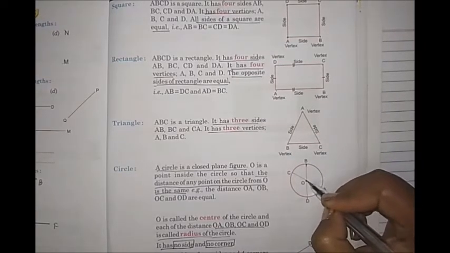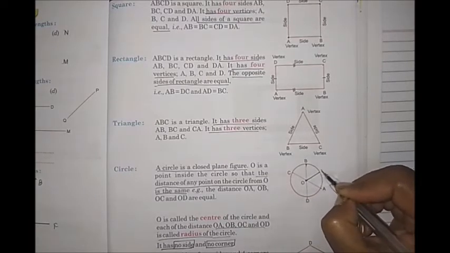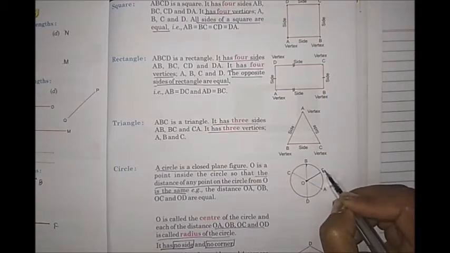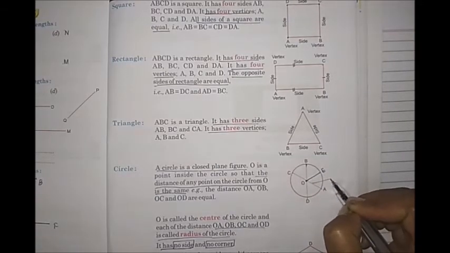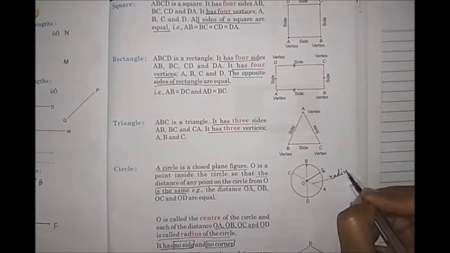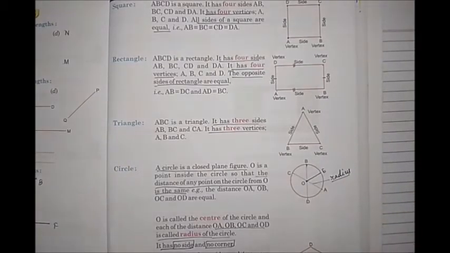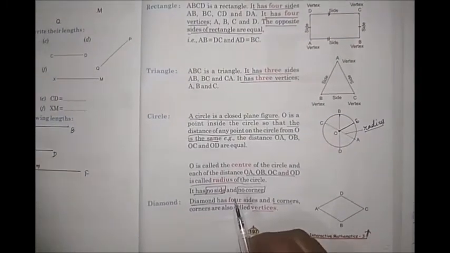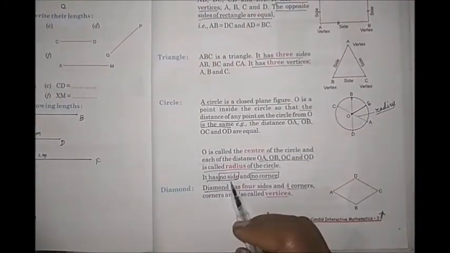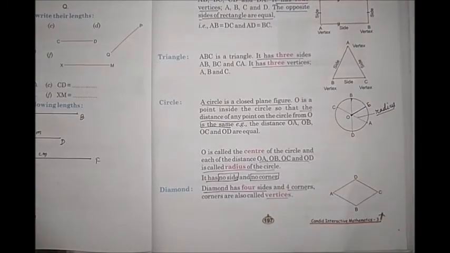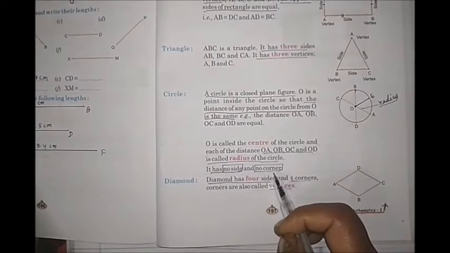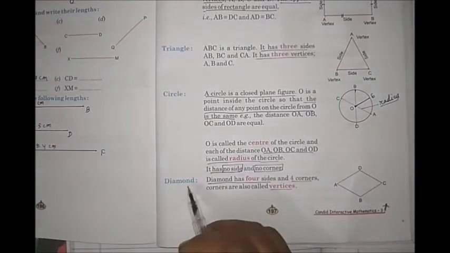Wherever you draw, suppose I draw a line here and give the name E, this will also be equal to OA. OA is equal to OE, and these are called radius. All radii are equal. So O is called the center of the circle and OA, OB, OC, OD are the radius. And most important thing here, a circle has no side and no corner. It is very important. It usually comes in the exam also. So remember. Next is the diamond.